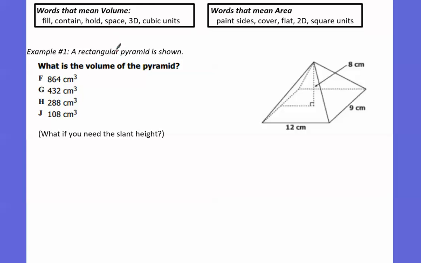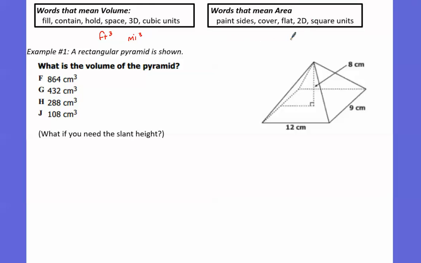Before the first example, you have to remember that volume can be referred to as filling something, containing something, holds, anything that indicates that you're talking about the space inside. And in the situations of volume, you'll always have your units cubed. So it might be feet cubed or miles cubed.